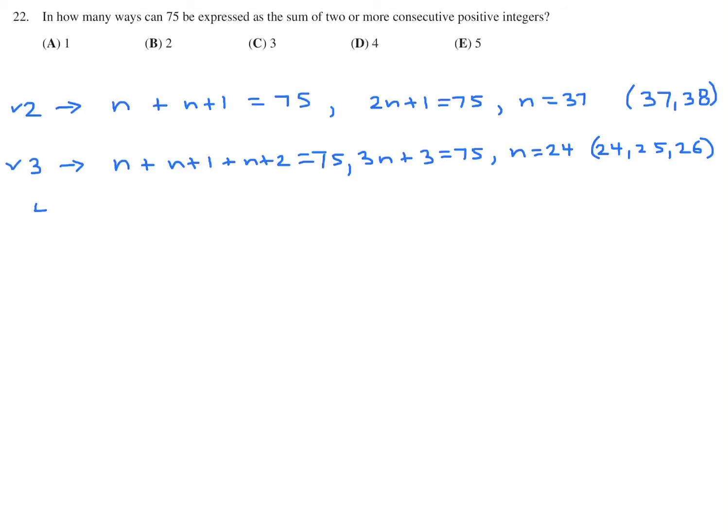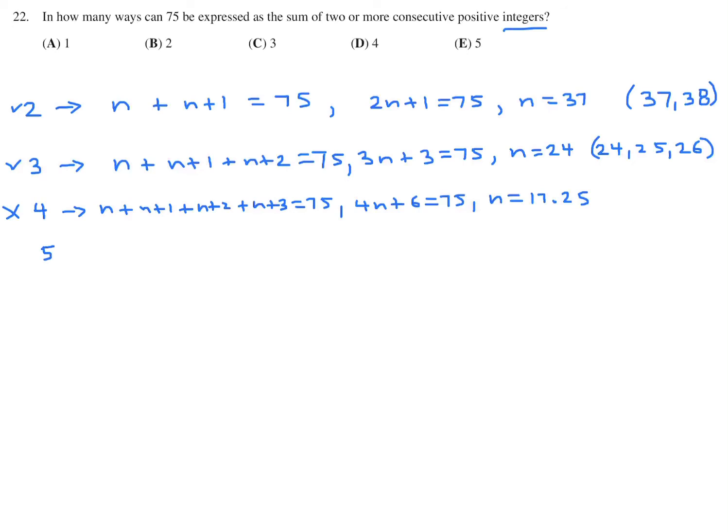How about when you have 4 consecutive integers? Well, this will be n plus n plus 1 plus n plus 2 plus n plus 3 is equal to 75. And that is 4n plus 6 is 75. And therefore n is equal to 17.25. Well, that's not an integer, right? So unfortunately, that one is no good.